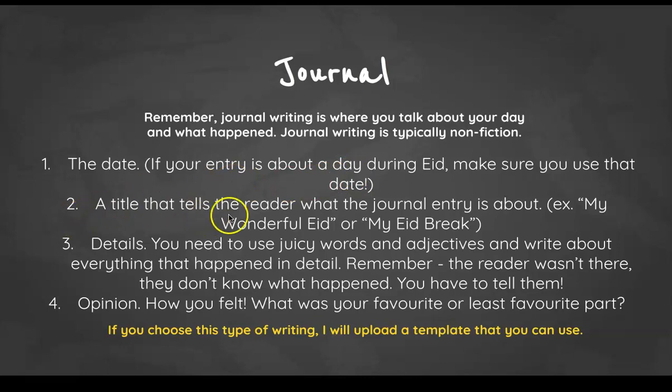Number 2, a title that tells the reader what the journal entry is about. So maybe my wonderful Eid or my Eid break. Number 3, the details. You need to use juicy words, and adjectives and write about everything that happened in detail. Remember, I wasn't there. You're telling me about what happened. I can't just know if you went to a beach or if you saw your cousins. I can't just know that all of a sudden. You have to tell me in detail what happened.